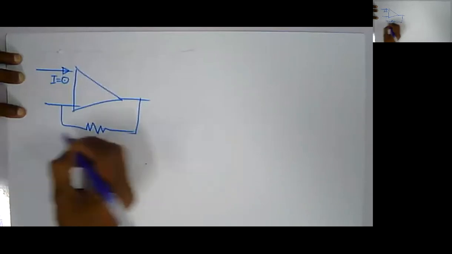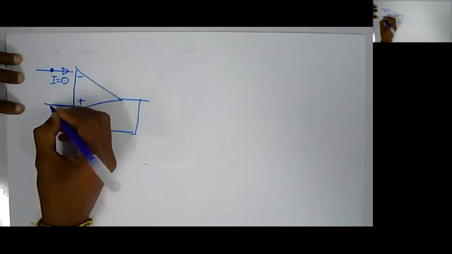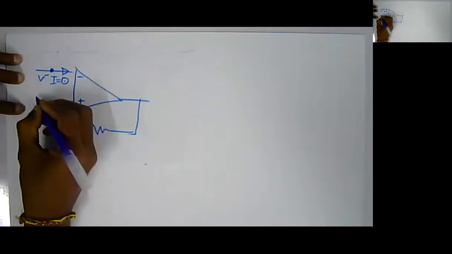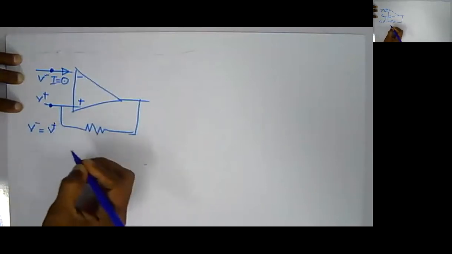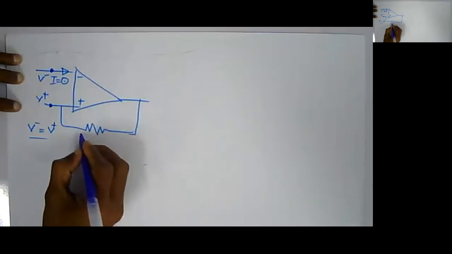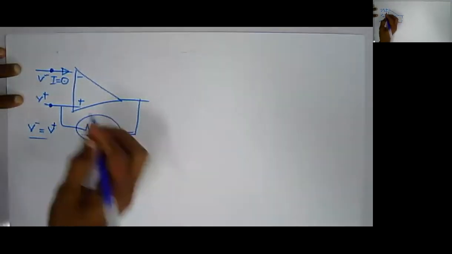And whenever it has a feedback circuit, your minus and plus terminal voltages are always equal. If it is V minus and V plus, V minus is always equal to V plus. But this is true only whenever it is connected with a feedback network. So these are the two laws you need to remember whenever you are solving an operational amplifier circuit. You can solve almost every operational amplifier based circuit using these two.